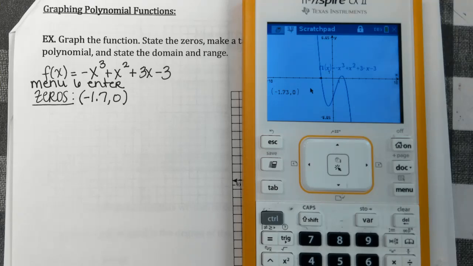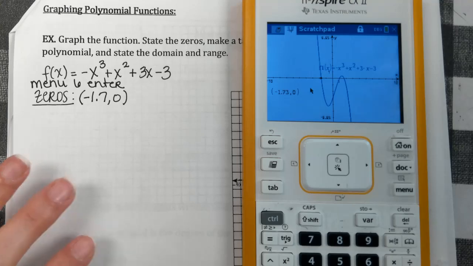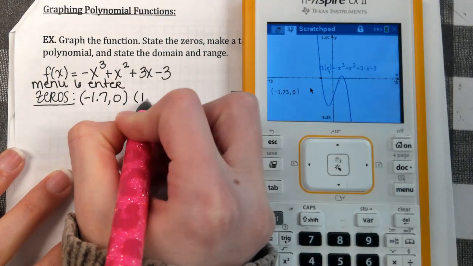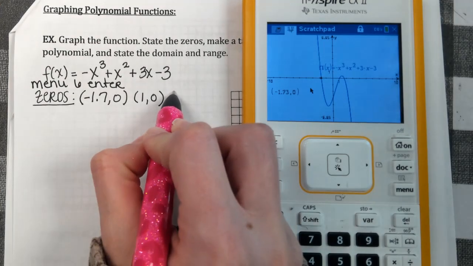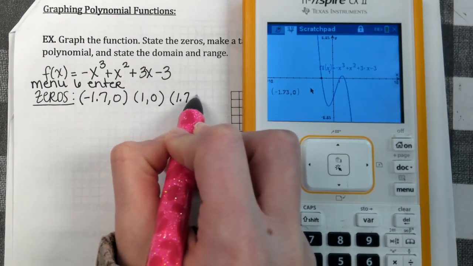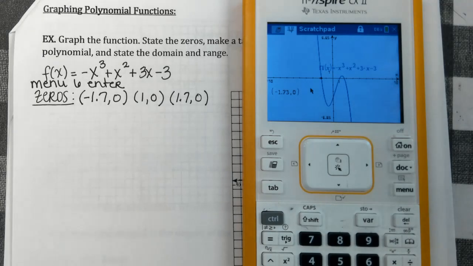Does anyone else have issues with theirs? What's your second zero? It should be 1.0. Your boundary line. And then the third one is 1.7, on each side of the graph. It shows you everything inside the graph, 1.7, inside the two. Are y'all able to get all that?